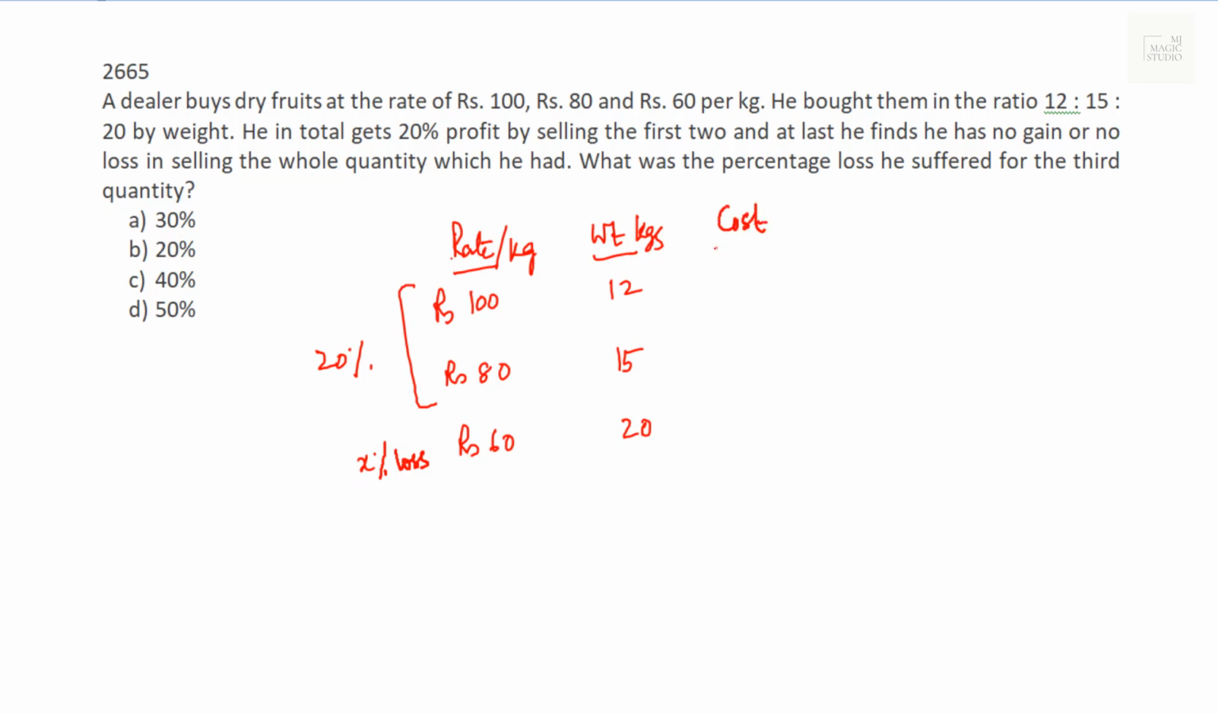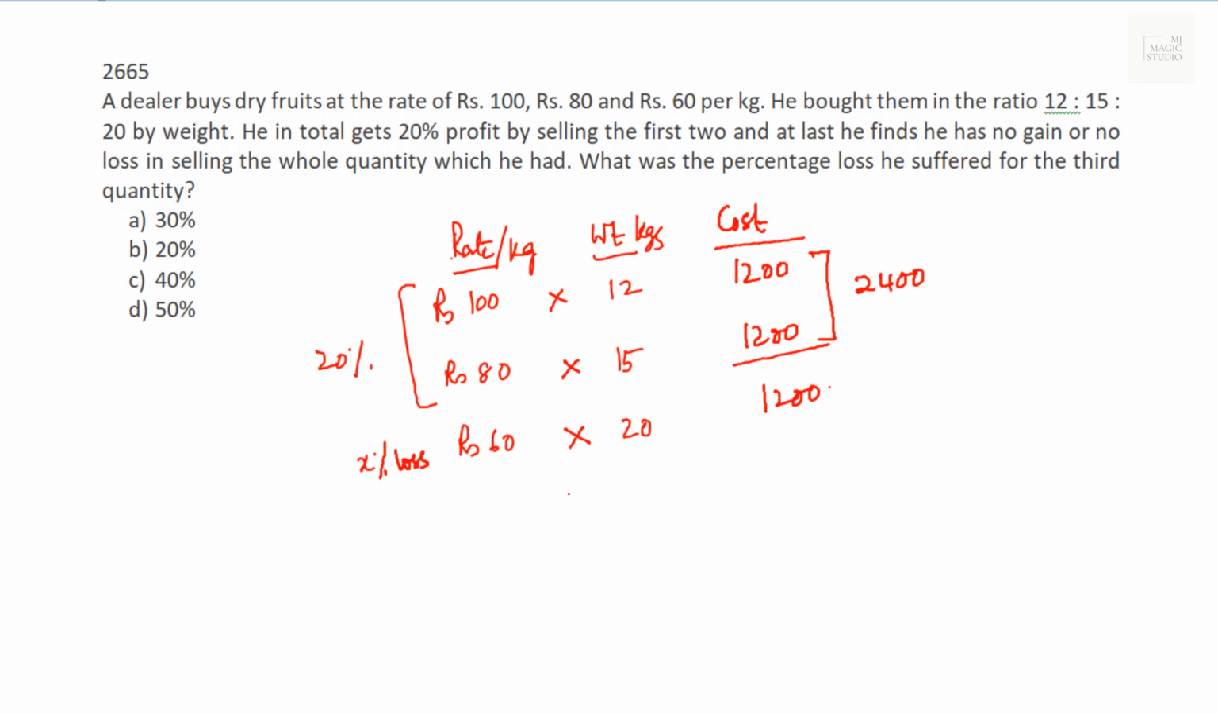Let's calculate the cost of the first lot. Cost of the first lot is 1200, 12 into 100. Of the second lot is 15 into 80, that is also 1200. So these two combined is 2400. And the cost of the third lot is 60 into 20, that is also 1200.